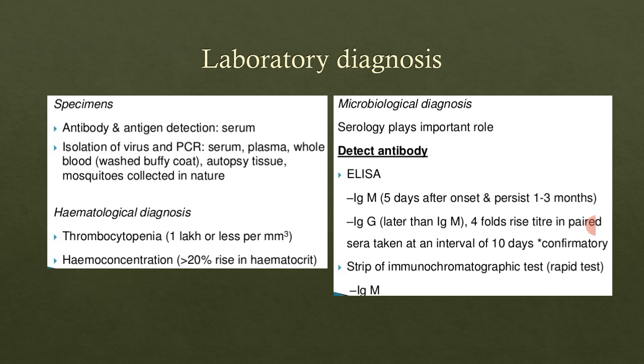Then a strip of immunochromatographic test, that is called the rapid test, will fall under the rapid test category. And with the help of those strips, we can determine the IgM antibodies, since the immunochromatographic strips are available for IgM antibodies.